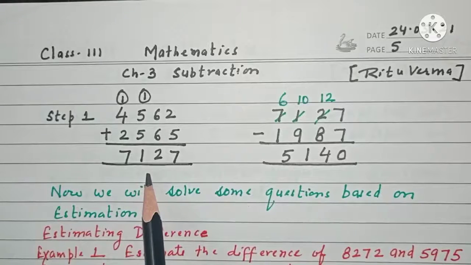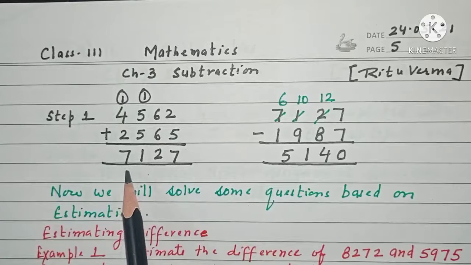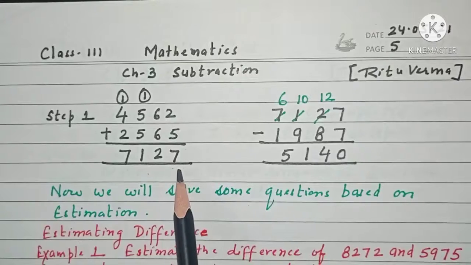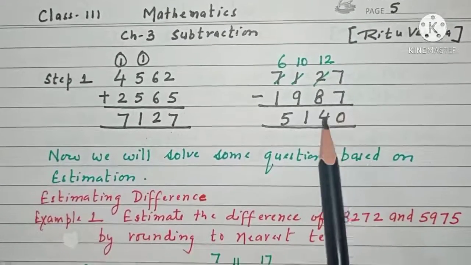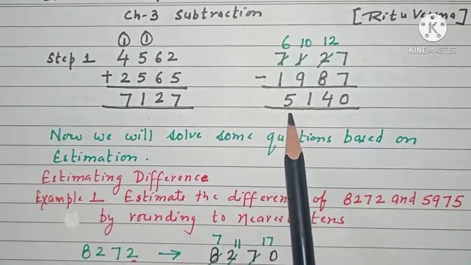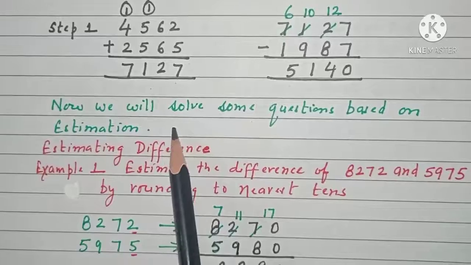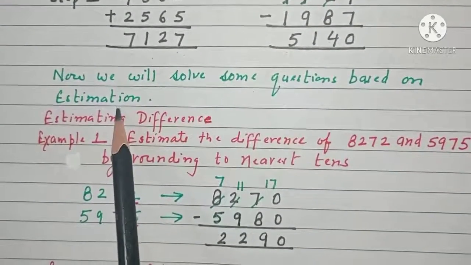Now checking the answer of the simplify question. In step 1, we have added the terms with plus sign and the answer comes out to be 7127, and then from this answer we have to subtract the term with the minus sign and the answer comes out to be 5140.